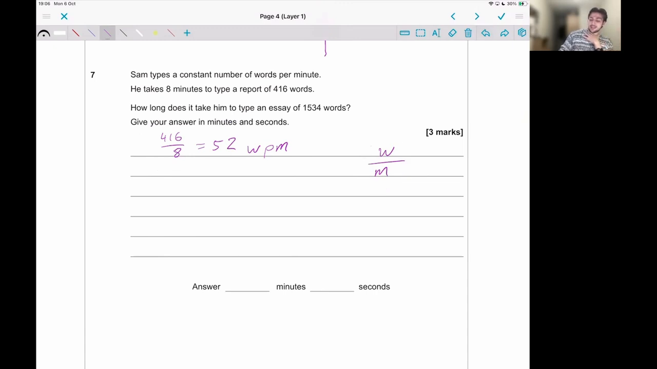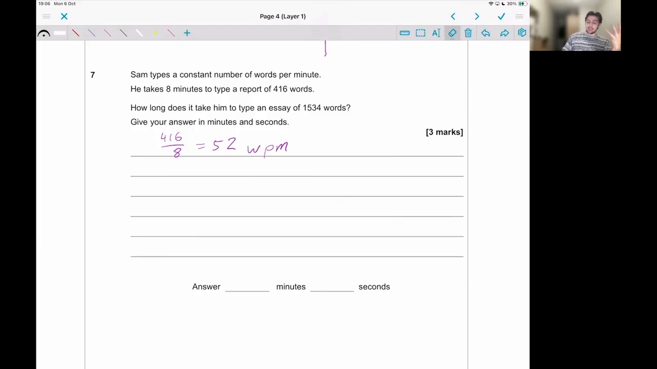So if we want to find out the number of minutes, we can do W, the total number of words, divided by words per minute, and that will give us the total number of minutes. If that's not clear, that's okay. It's very similar to what you do when you do speeds.